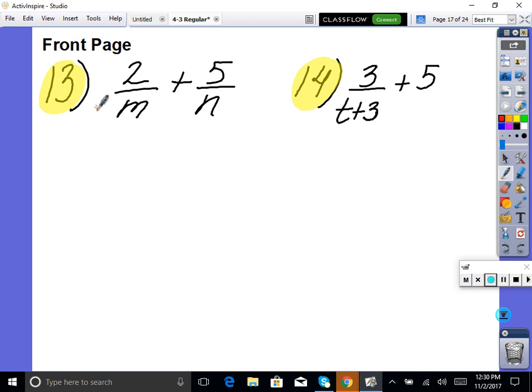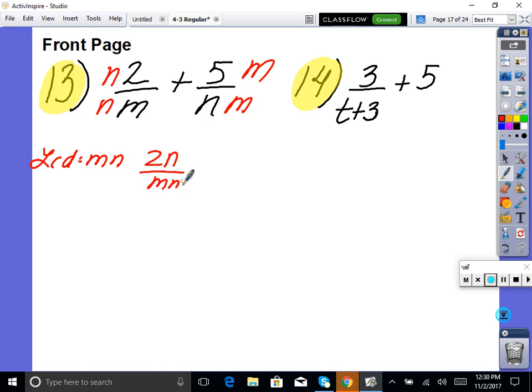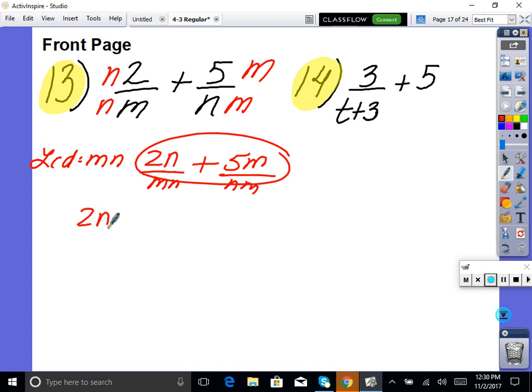What's my least common denominator? Mn. Multiply by n, multiply by n, multiply by n, multiply by n. Am I right? What's my next step? Multiply out the numerator. So don't I have 2n over mn plus 5m over nm? Now, can't I combine the tops? 2n plus 5m. Can I actually put them together? No, they're not the same thing. So we're done.